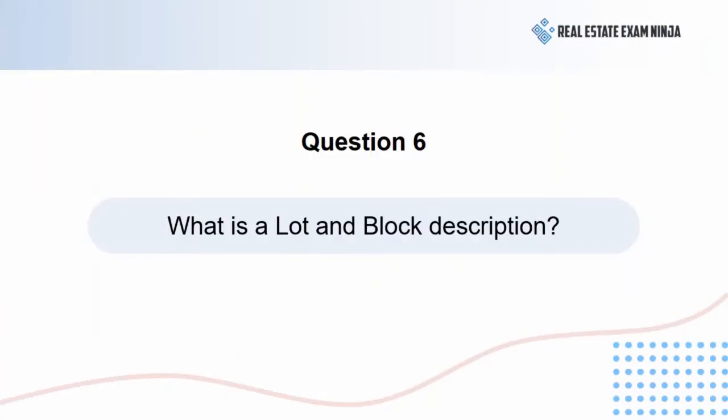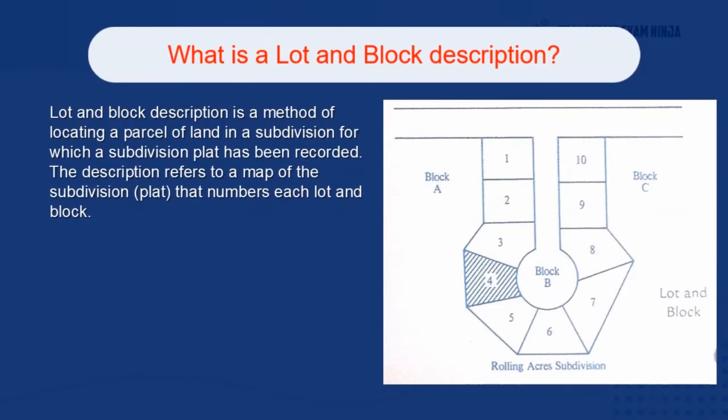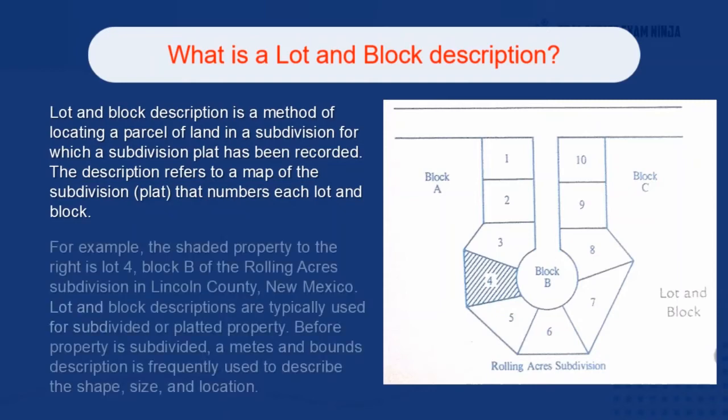What is a lot and block description? Lot and block description is a method of locating a parcel of land in a subdivision for which a subdivision plat has been recorded. The description refers to a map of the subdivision plat that numbers each lot and block.